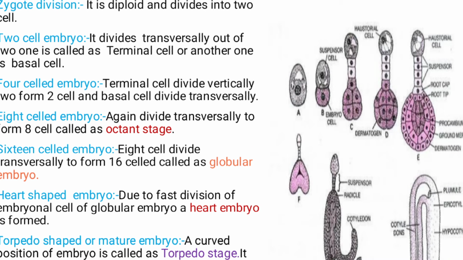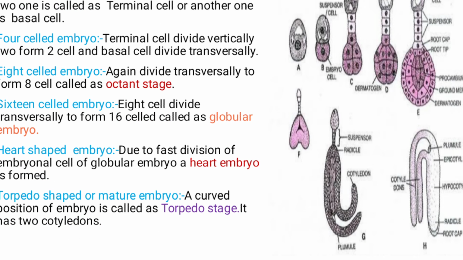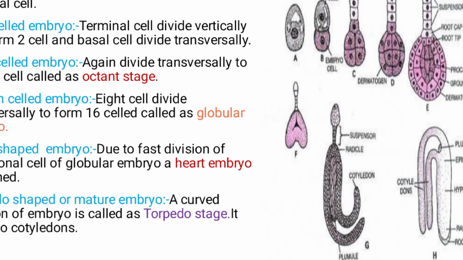All the cells of the heart embryo are meristematic and three layers are formed. The outer is known as dermatogen, the middle one is periblem and the innermost is called plerome. The dermatogen forms the epidermis, while the periblem forms the cortex region and the plerome forms the vascular cylinder, that is xylem and phloem.